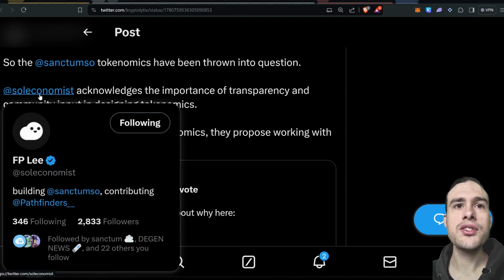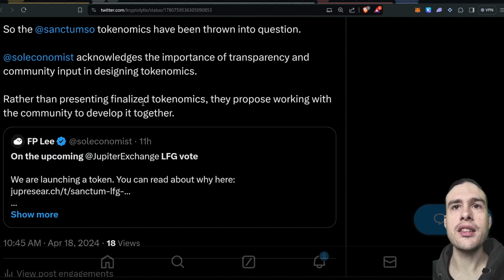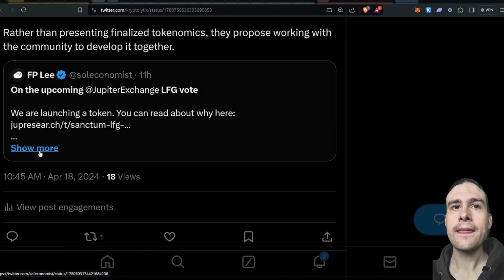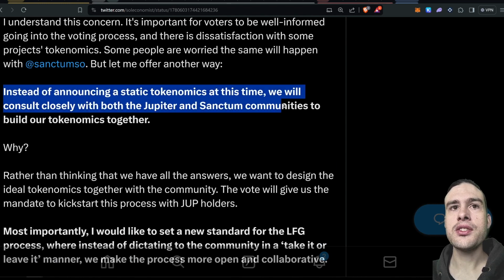So Sol Economist, or FP Lee, who is building Sanctum SO, acknowledges the importance of transparency and community input in designing the tokenomics. Rather than presenting a finalized tokenomics, they propose working with the community to develop it together. I don't know how they'll do that. There'll be no token for a DAO vote, so I guess it'll be discussions maybe within the Discord or something like this. But instead of announcing static tokenomics at this time, we will consult closely with both Jupiter and Sanctum communities to build the tokenomics together.